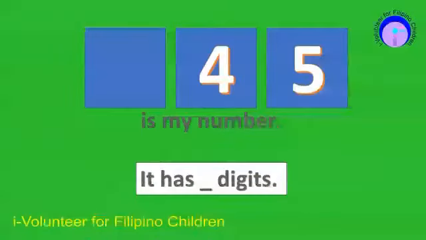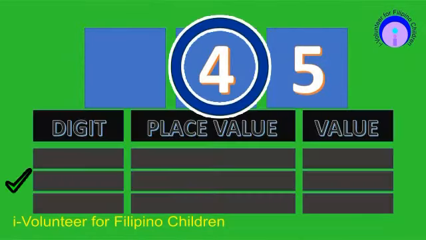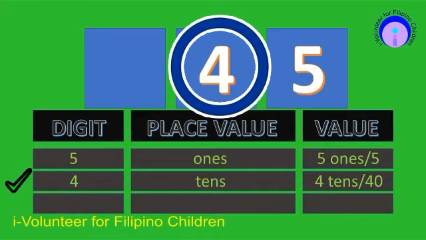What is your number? How many digits does your number have? My number is 45. It has 2 digits. What digit do you have? What place value does it belong to? What is the value of your digit? Digit 4 is in the tens place, and the value is 4 tens or 40.